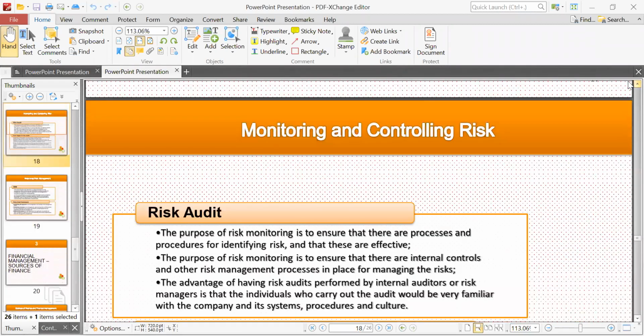Okay, amazing. Let's talk about risk audits. For those doing audits, you know what auditing is. For those doing strategy, you know what strategy is, and what risk is. For those doing audit and strategy, you would know what a risk audit is.